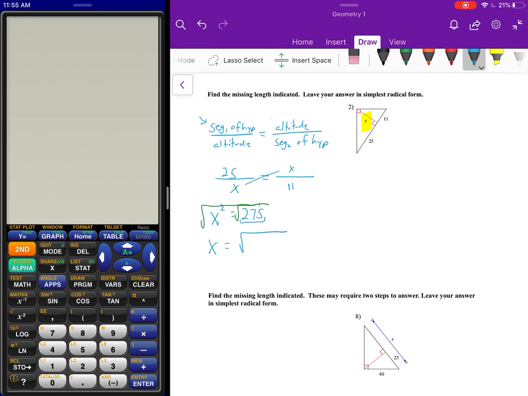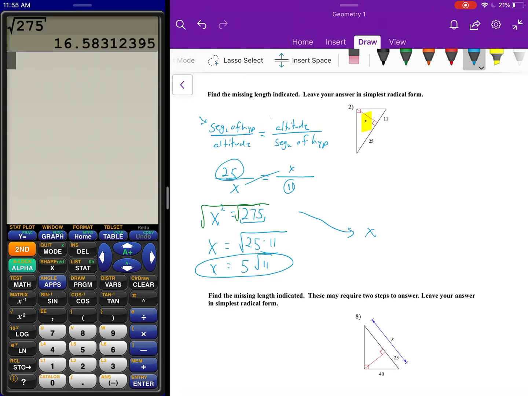First I'll do simplest radical form, which probably would have been easier if I'd left this 275 as 25 times 11, because the square root of 25 is 5, so it's 5 root 11. That is the simplest radical form. But if you are not familiar with how to do that, you can simply take the square root of 275 and you get 16.6. So either answer is fine.